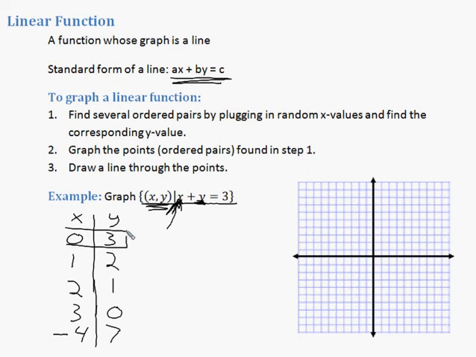So here's the point 0, 3. I have another point 1, 2, so over 1, up 2. The point 2, 1 is here. Moving on, we have 3, 0. And then the one I did last was negative 4, 7, which is here. So I graphed those several points.